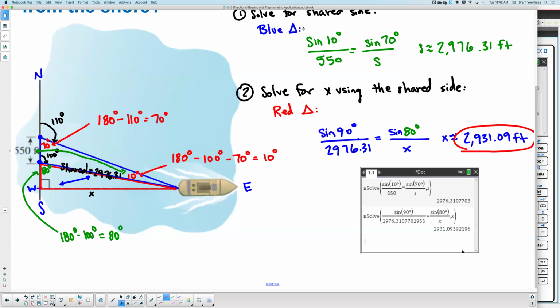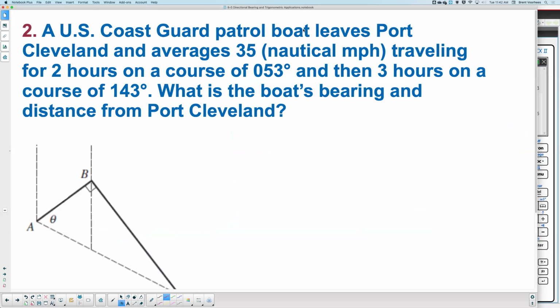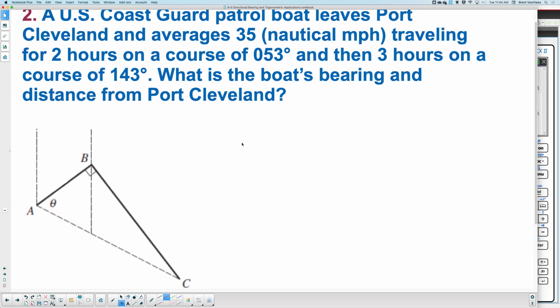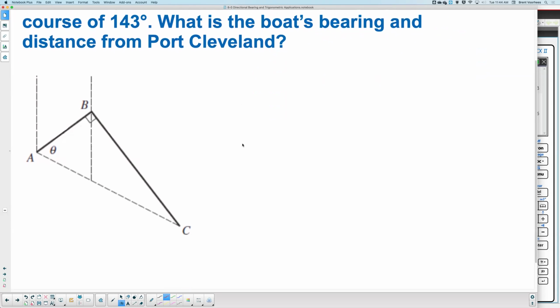All right, let's do this again. Number 2. So number 2 says a U.S. Coast Guard patrol leaves Port Cleveland and averages 35 nautical miles per hour. That's called knots. Traveling 2 hours on a course of 053 degrees and then 3 hours on a course of 143 degrees. What's the boat's bearing and distance from Port Cleveland?